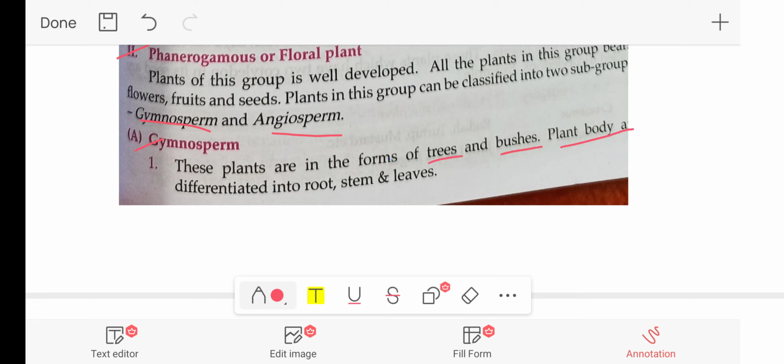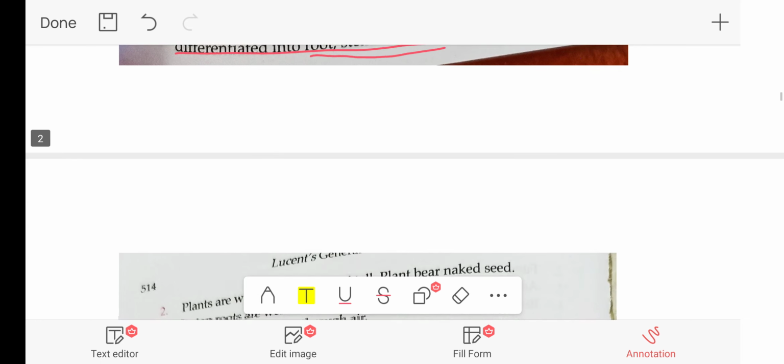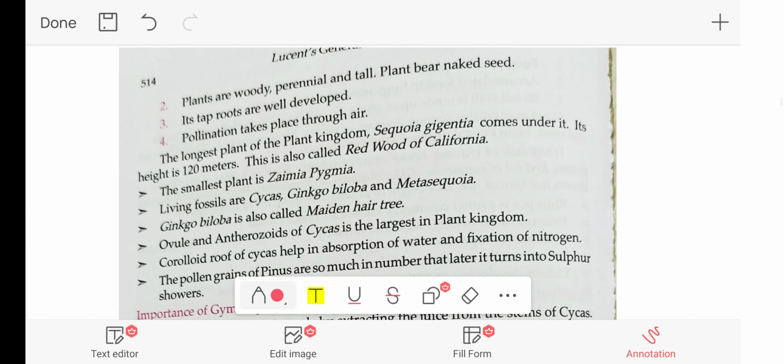Plant bodies here are differentiated into root, stem, and leaves. Plants are woody, perennial, and tall. Plants bear naked seeds here. Its tap roots are well developed. Pollination takes place through air.